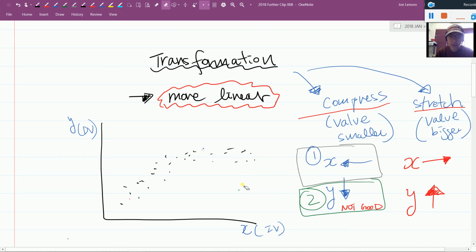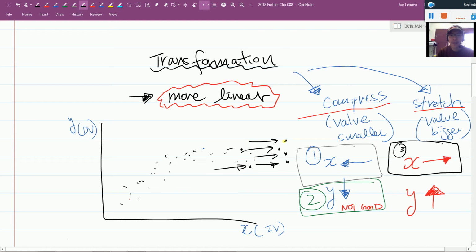Next one, number 3 action, let's say in black here. If we stretch the x values, what would happen to this graph? All the x values would get bigger and move further out. Looking at your graph, instead of a straight line, it becomes even flatter and gets a bit longer to the other side. The conclusion is stretching x would not be a very good idea either. This is definitely not a good move, as we don't get any good transformation.